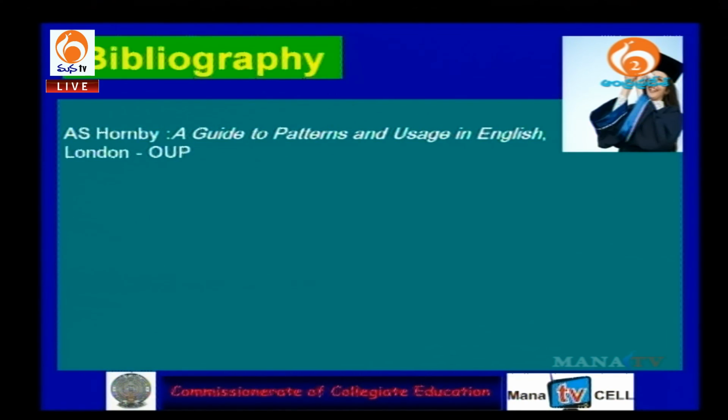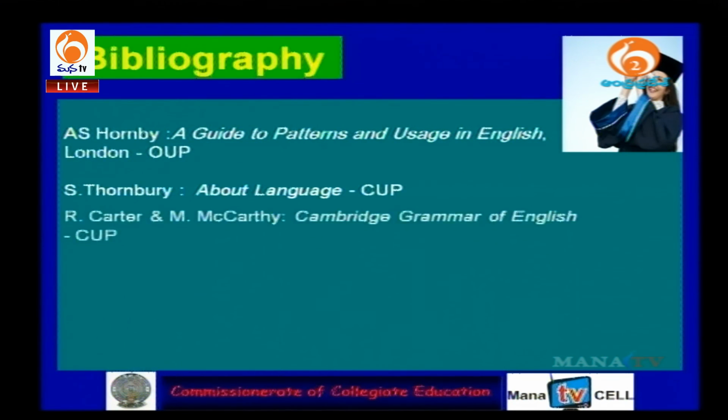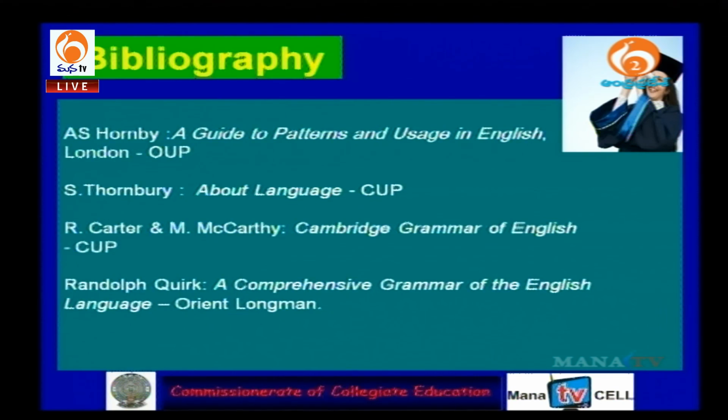The author is A.S. Hornby, and the second one is S. Thornbury About Language. It is a Cambridge University publication, and R. Carter and McCarthy Cambridge Grammar of English. It is a Cambridge University publication, and Randolph Quirk A Comprehensive Grammar of the English Language. The publisher is Orient Longman, and the last one S. Chakar Current English Grammar. It is a Macmillan publication.